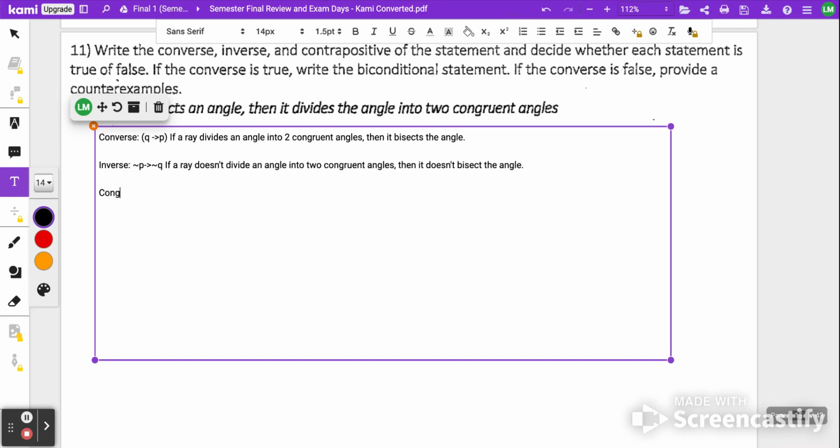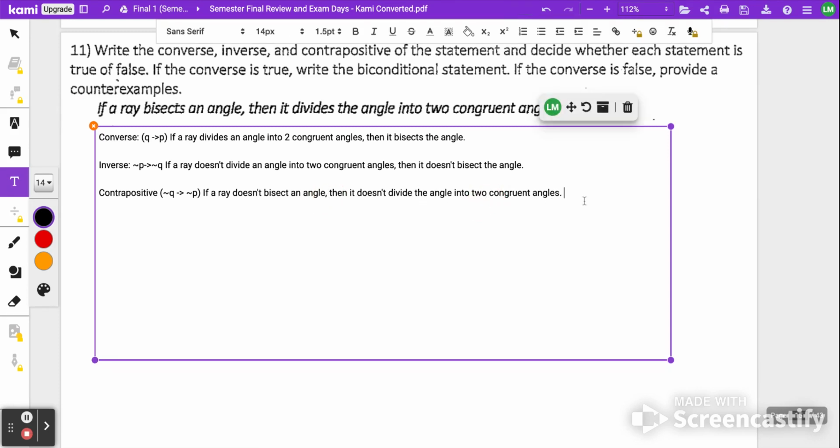The contrapositive is not Q leads to not P. That one would say this. If a ray doesn't bisect an angle, then it doesn't divide the angle into two congruent angles.